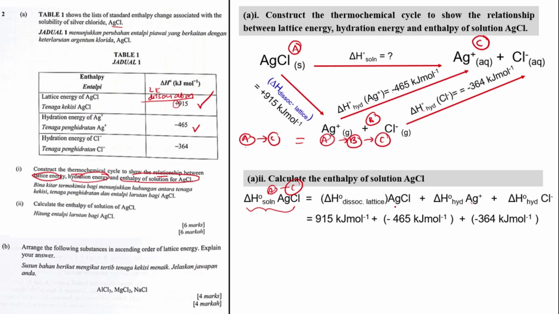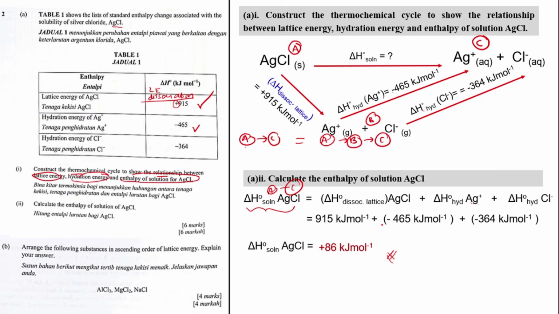So the dissociation lattice of AgCl is 915, hydration of Ag plus is negative 465, and for the hydration of Cl minus it's going to be negative 364. So once we do the maths, we're going to get the enthalpy of solution of the AgCl solid to be positive 86 kilojoule per mole. Okay, so this is how you construct a thermochemical cycle and also figure out the enthalpy of the solution of AgCl.